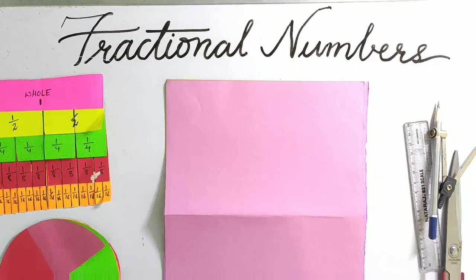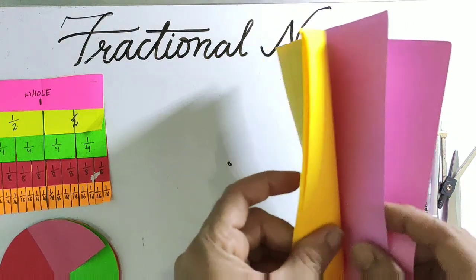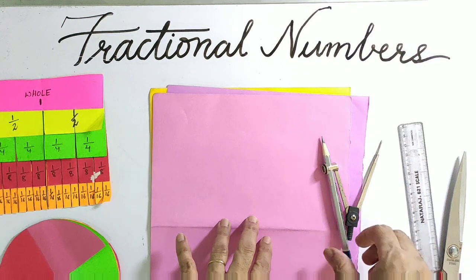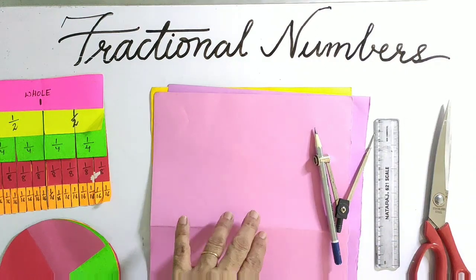So today we will do the activity on fractional number. You know what is a fraction? A fraction simply tells us how many parts of a whole we have. So for this activity we require some color papers, compass, scale, scissors.